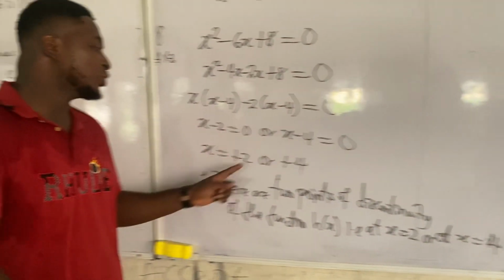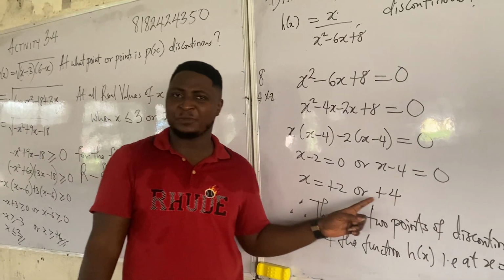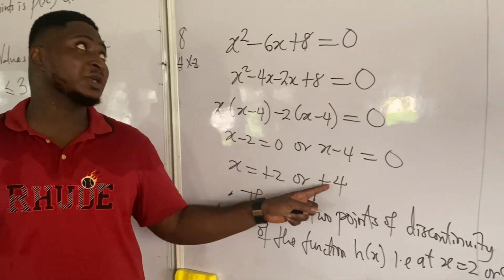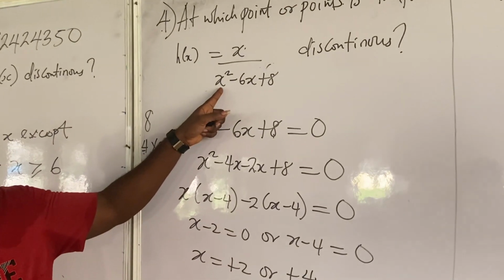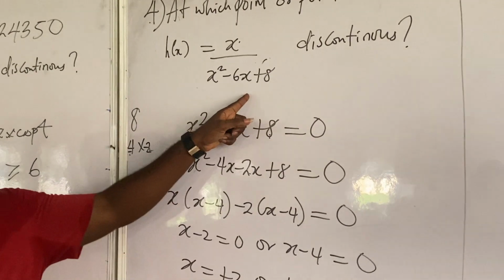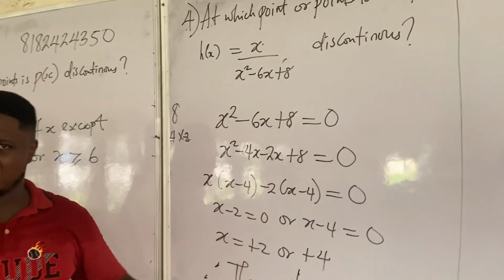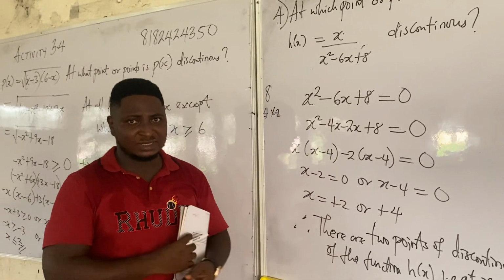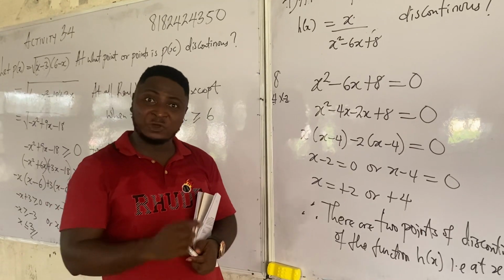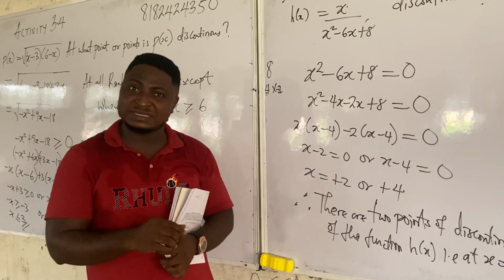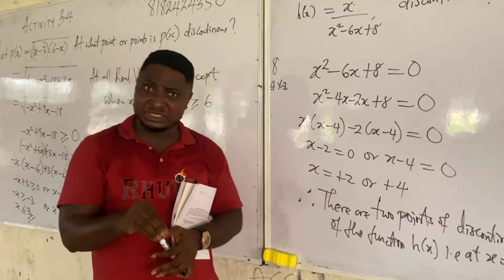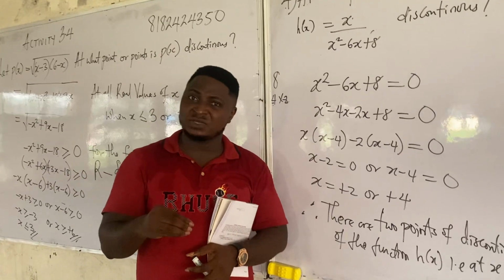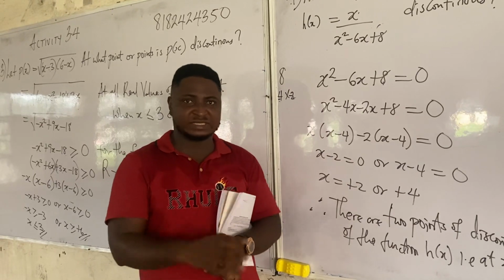So class, at these 2 points, why do we say these 2 points are the points of discontinuity? At these 2 points, this function will not exist. Because class, if you place 2 into this function, I bet you're going to have 0 below. And any number divided by 0 is math error. That means it doesn't exist. And any value of x that will make our function not exist means that it's also a point of discontinuity. Another way of defining a point of discontinuity is at what value of x will the function cease to exist.